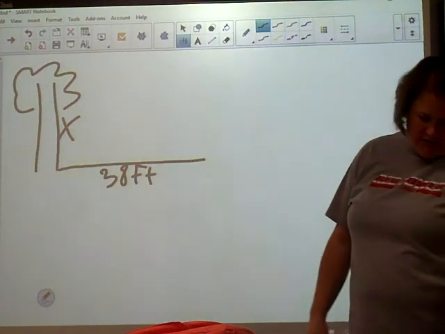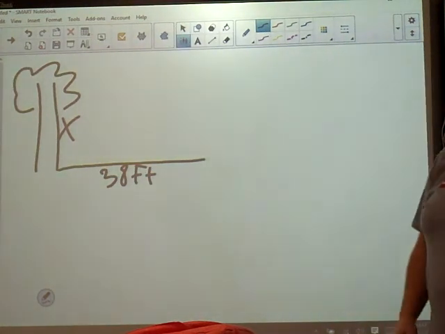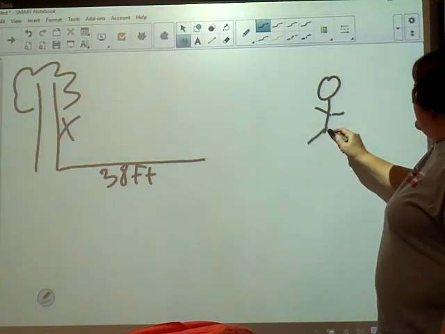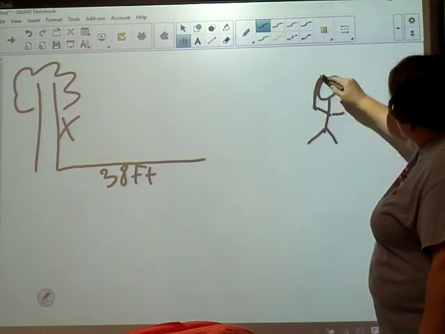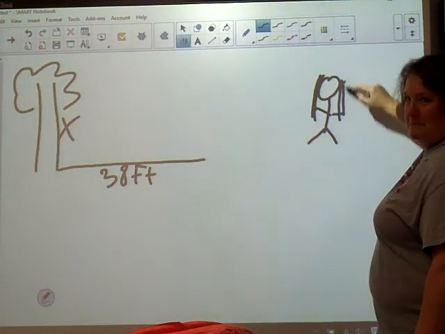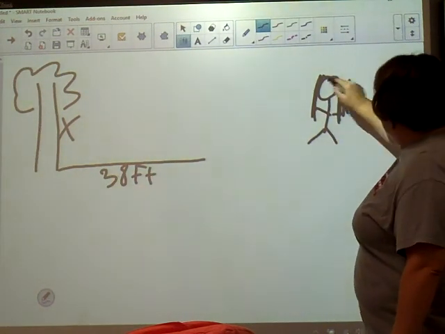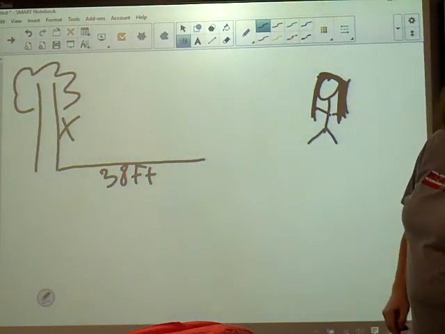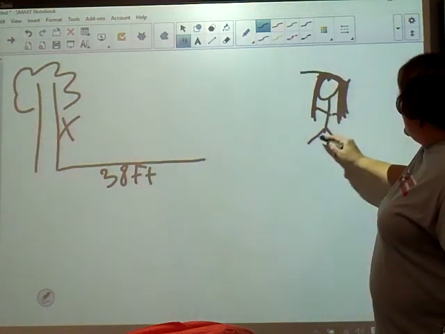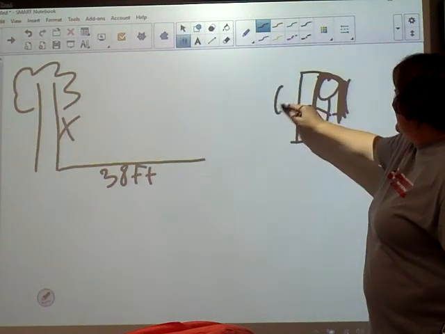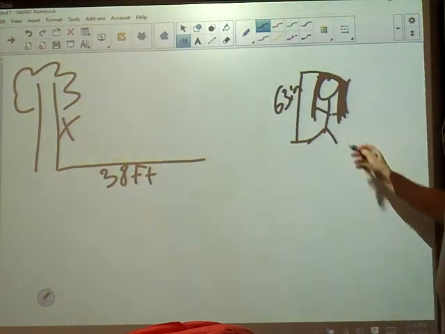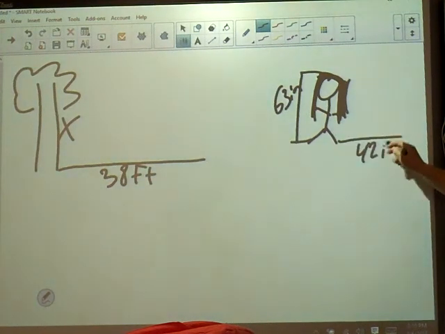This measurement's a little off. Mason, who's 63 inches tall, is taller than 5'3", but we'll go with it. Who is 63 inches tall, casts a shadow that is 42 inches. So we're going to have to change this.